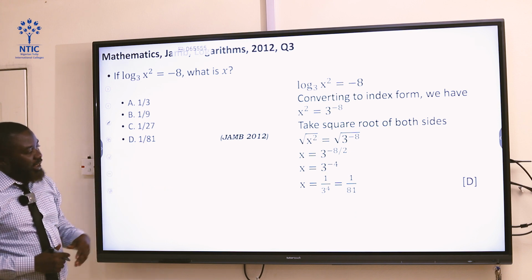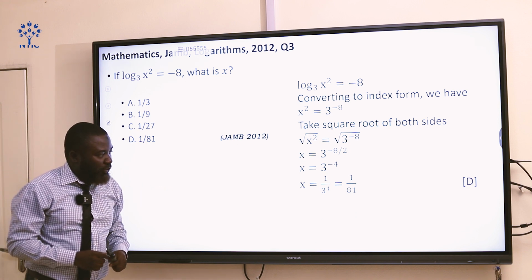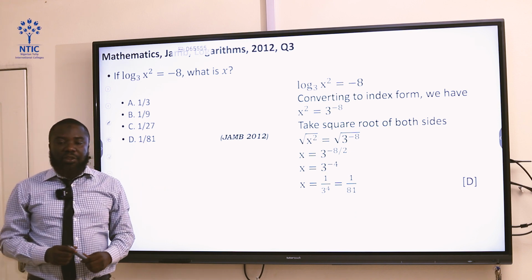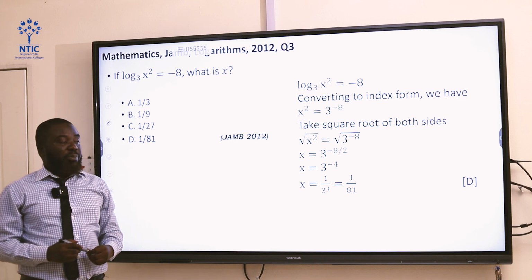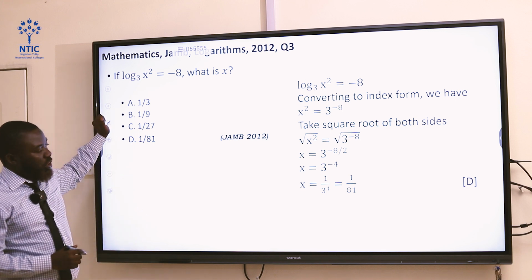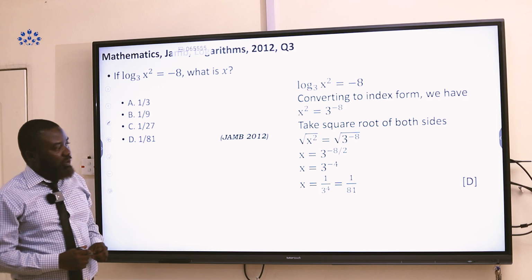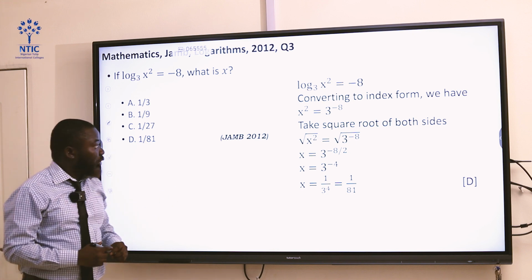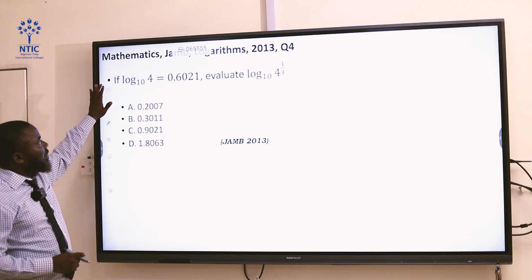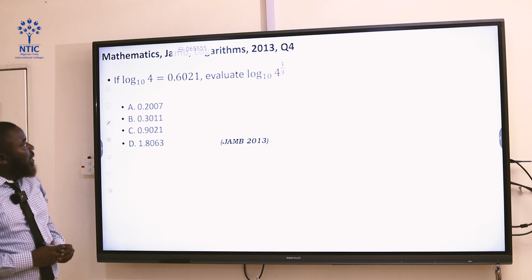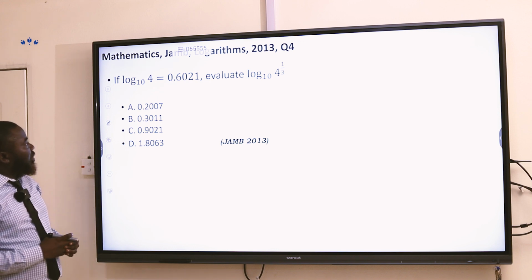So we're going to have x equals 1 over 3 to the power of 4, and then 3 to the power of 4 is 81. That makes our x equal to 1 over 81. And our answer is option D. Question number 4. This is also a substitution problem.